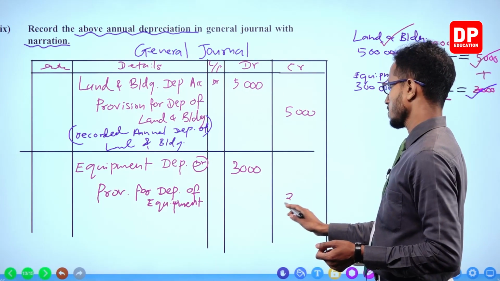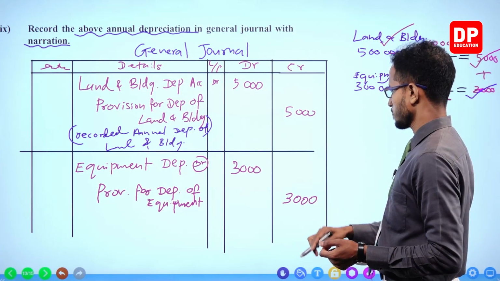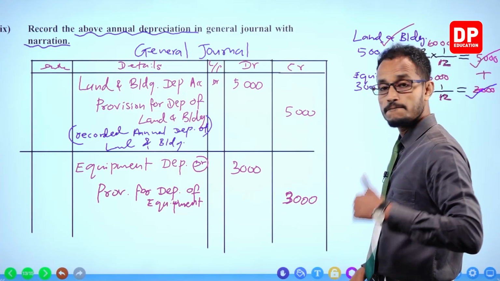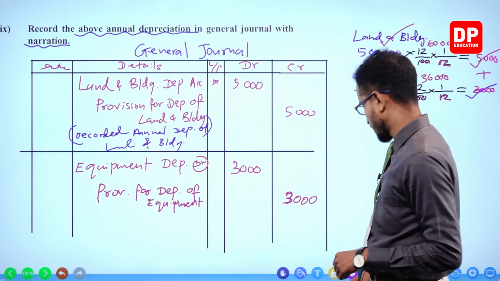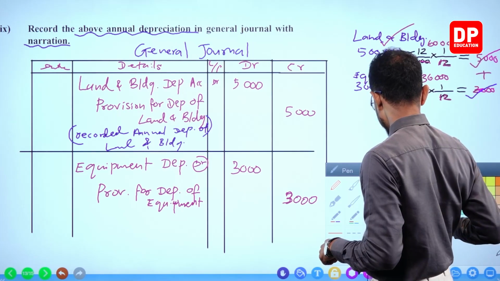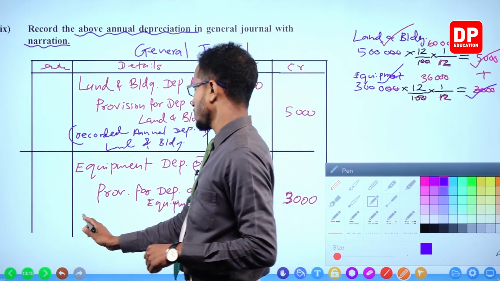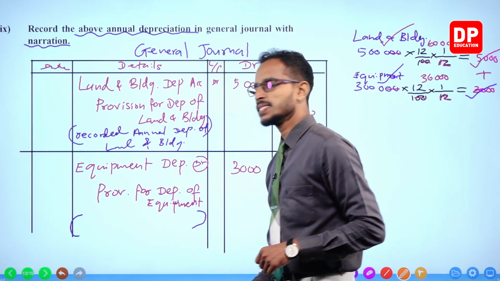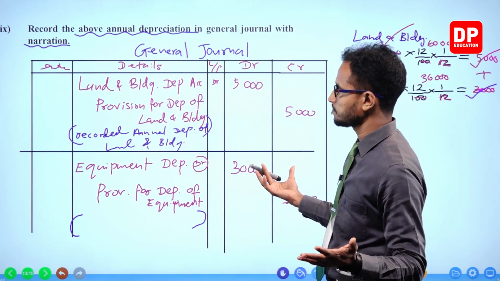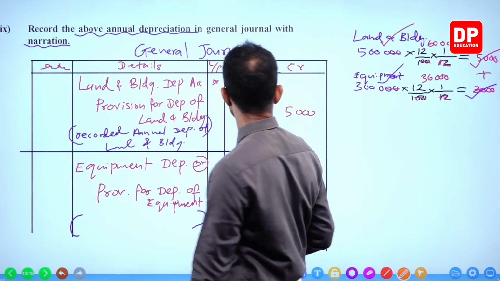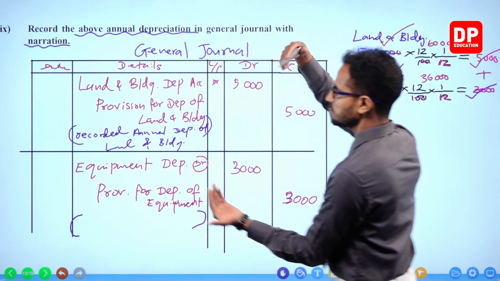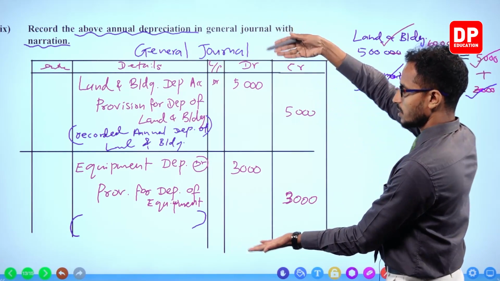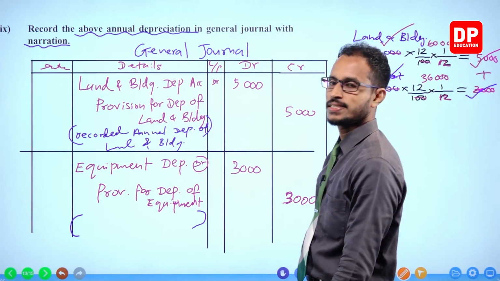Credit 3,000. Set. Write the narration, the same narration. Recorded annual depreciation of equipment. Easy, right? So easy. Here we go. This is the above. This is the annual depreciation recorded in the general journal.